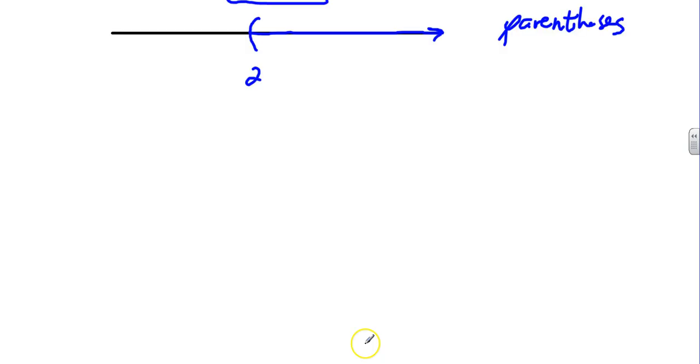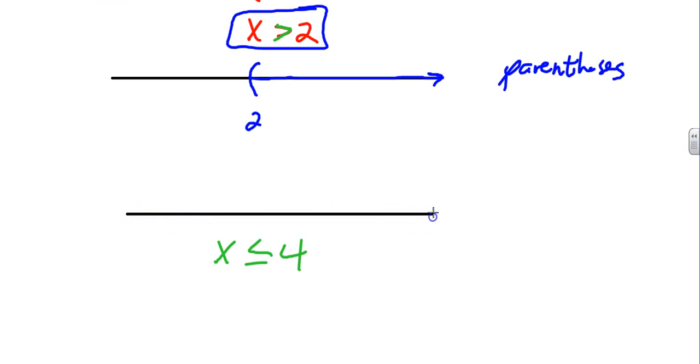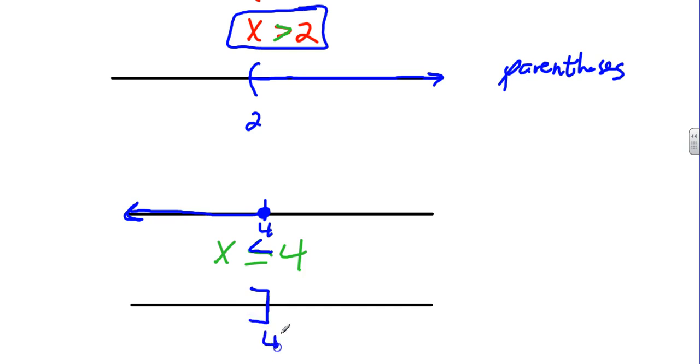If you had x less than or equal to 4, equal to is a solid. If you think back to how the graphs used to look, that would be a solid circle at 4. And again, this arrow matches this arrow as long as x is first, so this would be going to the left. But with the brackets and parentheses, at 4 you're going to have the square bracket pointing to the left.